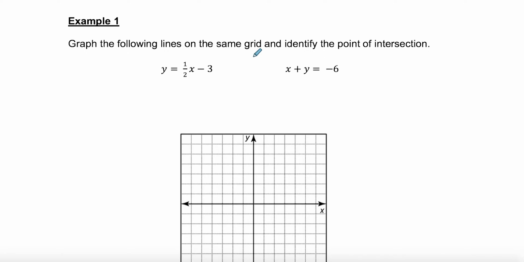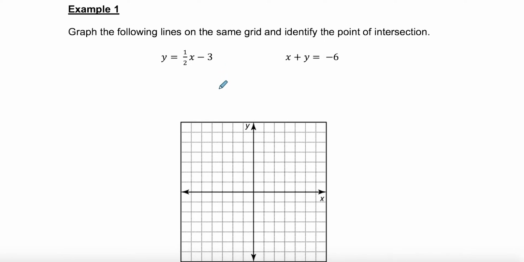So when we look at the first one, y equals 1/2 x minus 3. This is in y equals mx plus b form, and we know how to graph these. This is what we've been practicing. So I know that the y-intercept is -3, so I'm going to go there. And then I'm going to go up 1 and over 2, because the rise over run is up 1 over 2. And I would continue to do that until I have a nice straight line. So that is y equals 1/2 x minus 3.